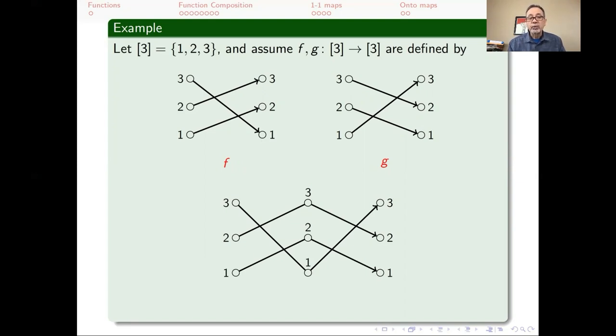Where does 1 go? Well, 1 goes to 2, but then ends up in 1. So 1 is going to 1. Where does 2 go? 2 goes to 3, but then it goes to 2. So 2 is going to 2. Where does 3 go? 3 goes to 1 to 3. 3 goes to 3. So 1 goes to 1, 2 goes to 2, 3 goes to 3, and that's the identity map. So these two bijections, when you compose them, you get the identity map. We say that these two functions are inverses of each other. Inverses is the subject of the next video.